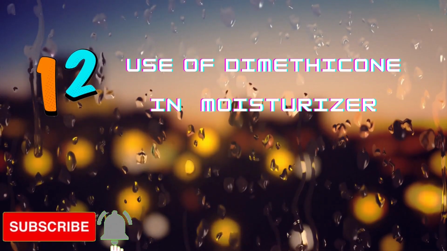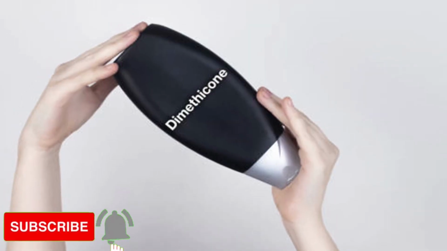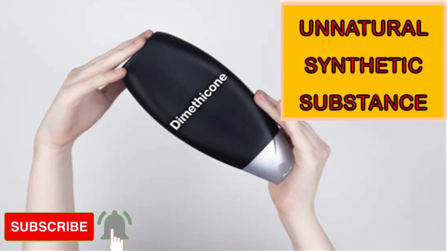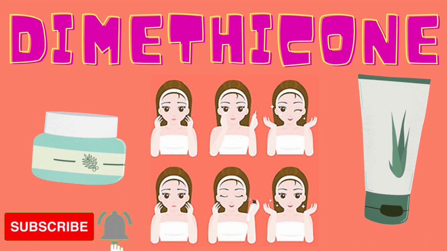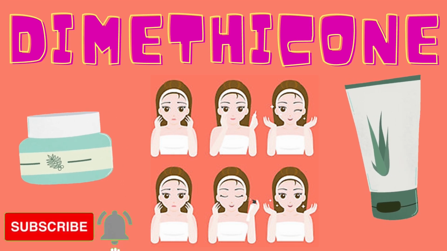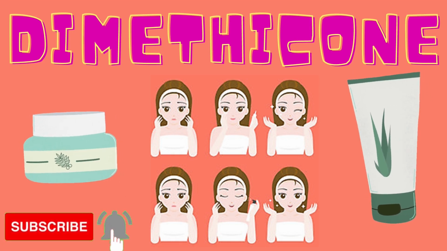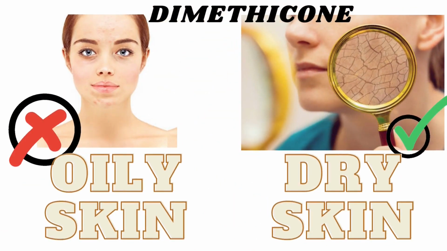The next, dimethicone. Dimethicone is an unnatural synthetic substance. It is a chemical which creates a protective barrier on the skin surface so that water can't escape and environmental irritants are kept away. Therefore, dimethicone is used in moisturizers to prevent skin from drying and also to treat and prevent rough, scaly, itchy and minor skin irritation. Hence, it is not suitable for oily skin type but more suitable for dry skin type person.